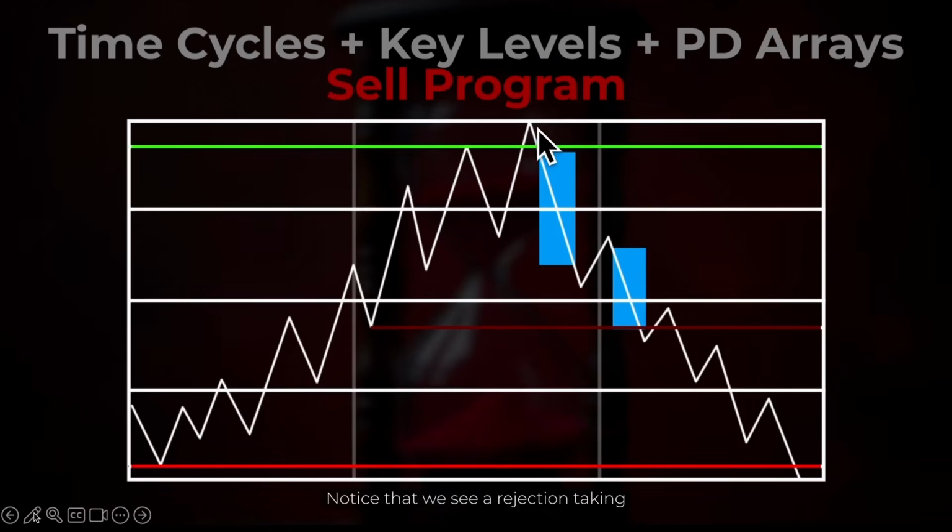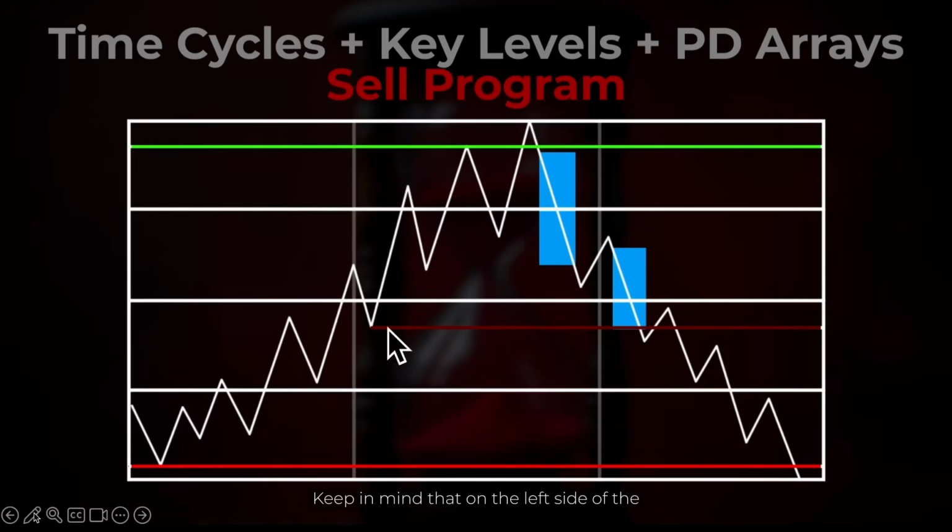Notice that we see a rejection taking place and then we see the market displace towards the downside. Notice that we see displacement in the form of the creation of this CB, this bearish value gap. So I just outlined to you that on the left side of the curve there are imbalances within the buy programs. You can see that within the sell programs, I've now shown to you that there are imbalances on the right side of the curve which will form as well.